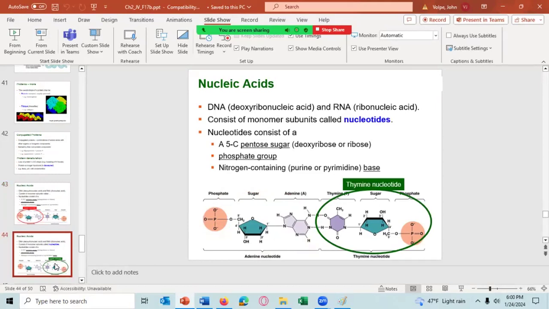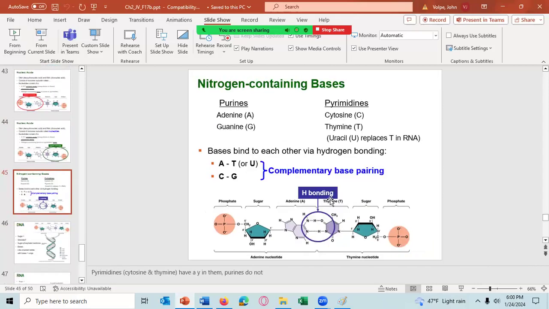The nitrogen-containing base can be a purine or a pyrimidine. In DNA, we have 4 nucleotides, and you can learn the names either with the long name, or its abbreviation. So there's adenine or A, guanine or G, cytosine or C, and thymine or T. And either way you learn it is fine. I don't care.